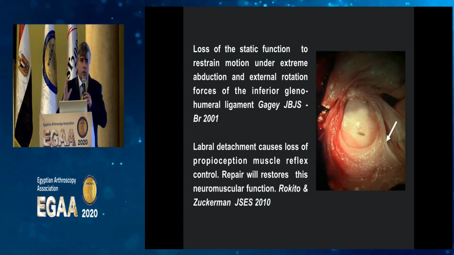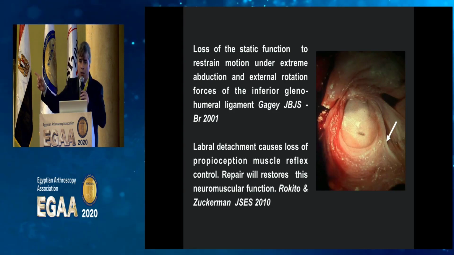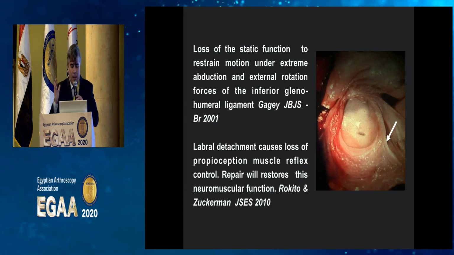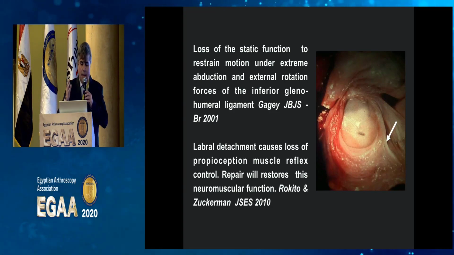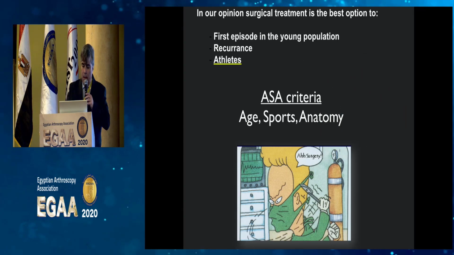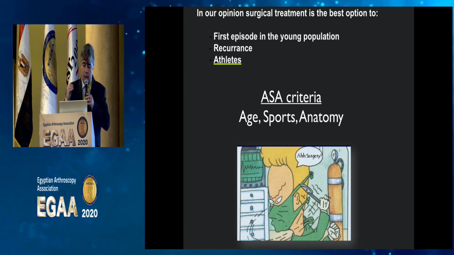And I say, if you don't have an anterior labrum, it's like having a lot of lights, but you cannot turn the lights on because the electric system is broken. So I think that muscles are not the answer when you don't have a labrum, because you lose all your proprioception, as sometimes happens with the ACL also. So in our position, surgical treatment is best for the first episode in the young population and for recurrence.